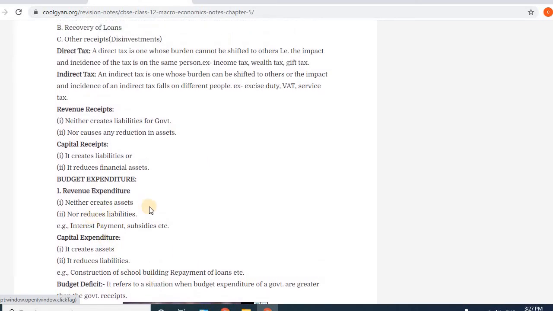Revenue expenditure: neither creates assets nor reduces liabilities. Example: interest payment, subsidies, etc. Capital expenditure: it creates assets or reduces liabilities. Example: construction of school building, repayment of loans, etc.